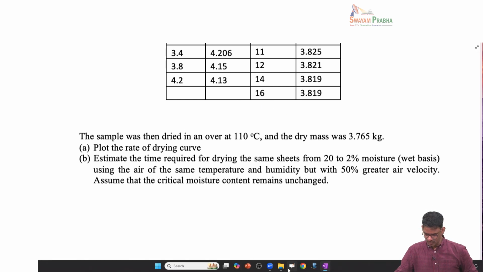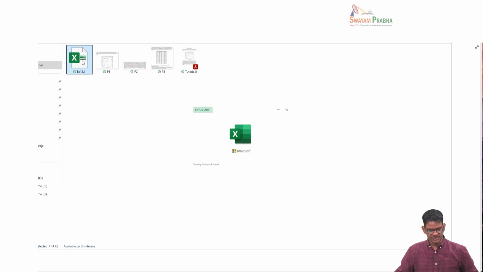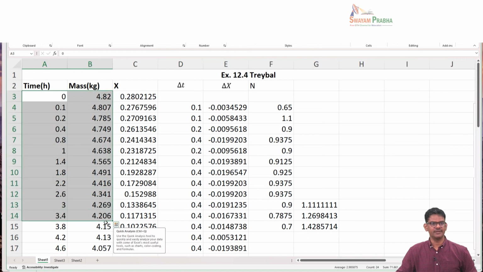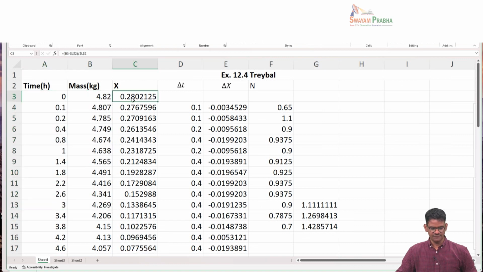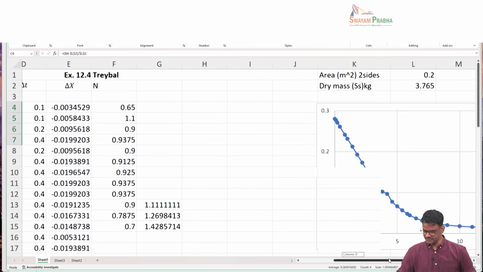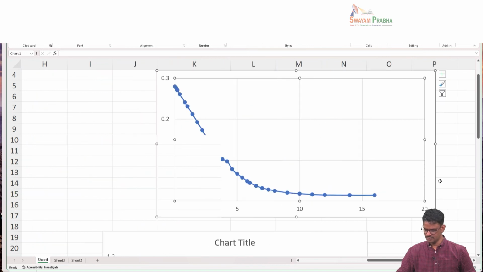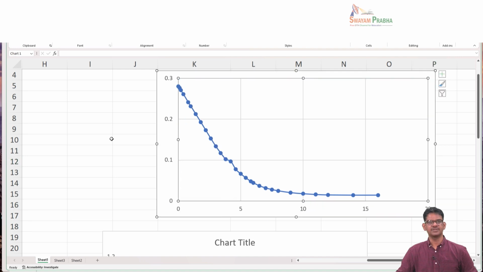Okay, so let me quickly open an Excel sheet. This is something I'll share with you. You can also do this later. So this is the actual raw data. The first thing I do is subtract the dry weight from the mass, then I get kilograms of water, and then divide this by the dry weight, I get x. So I can get time versus x. Okay, so that would look like this. Okay, so this is the drying curve.